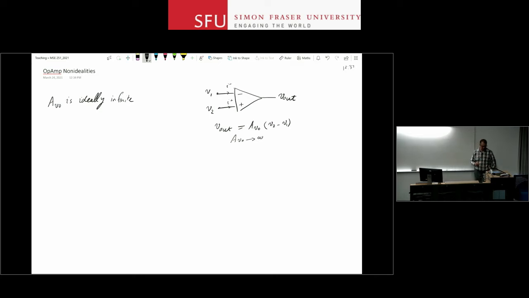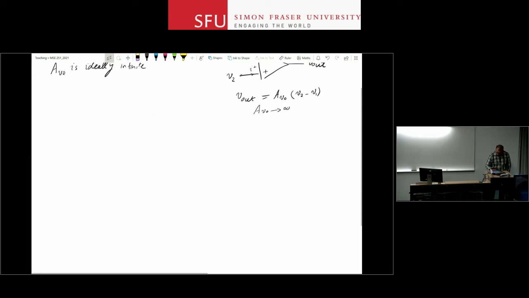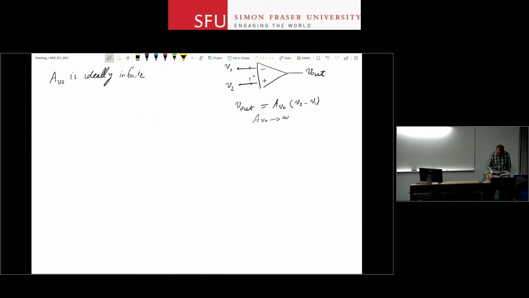It's not infinite. So let's see what happens if we make one of those circuits with an op-amp with a finite gain. Let me go back to the inverting amplifier, but this time assume that the gain is not infinite.